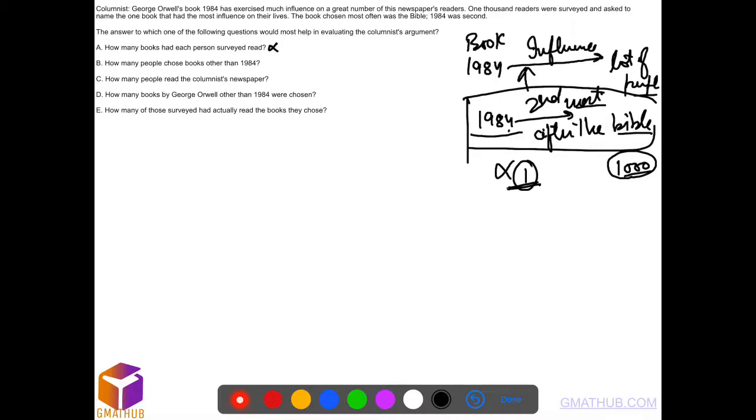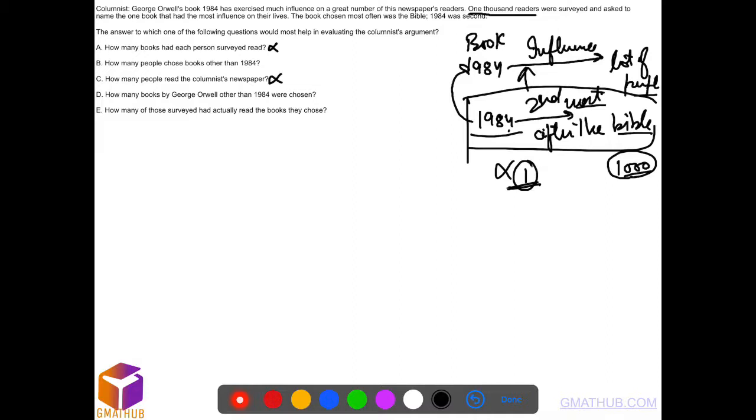Now the second option: how many people choose books other than 1984? Let's park it aside for a second. How many people read the columnist newspaper? Again, does it have any bearing on this argument? No. And secondly, the survey was done only on readers. So this has no bearing on this argument.